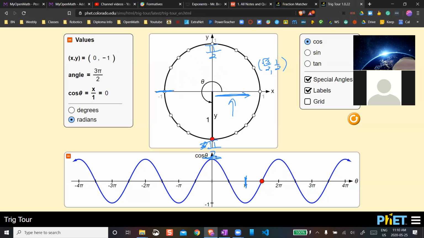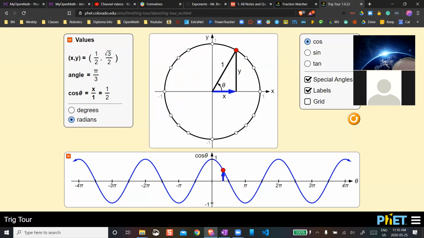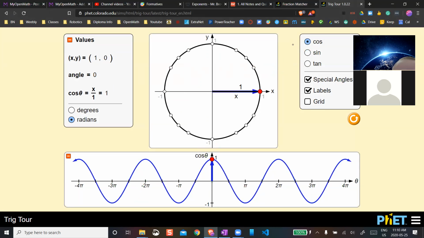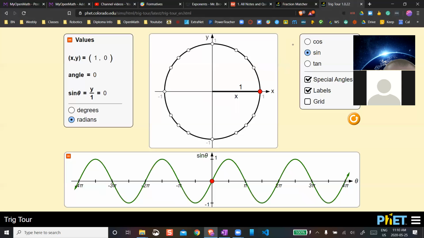So we're looking at a cos graph right now, right? So let's change it to a sine graph. You guys see what changed there? So cos graph, I started at 1, right? That was up at the top. So that was 1 at that point. Now the sine graph starts right at the origin.